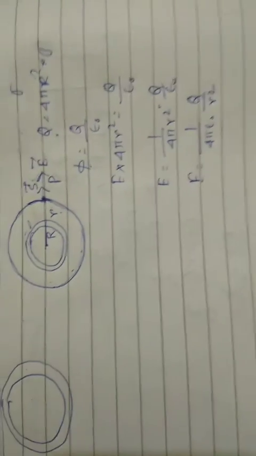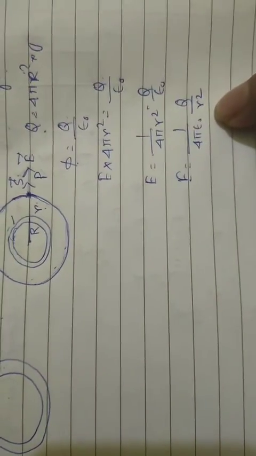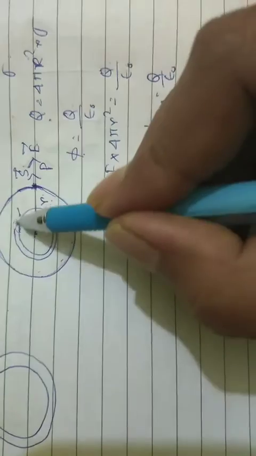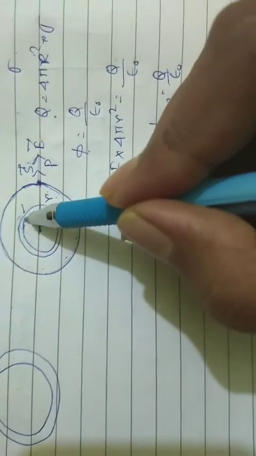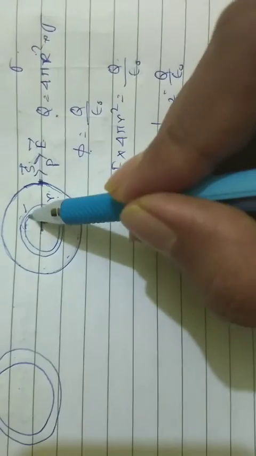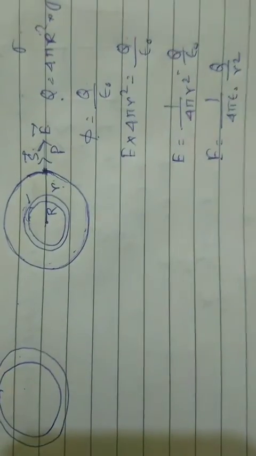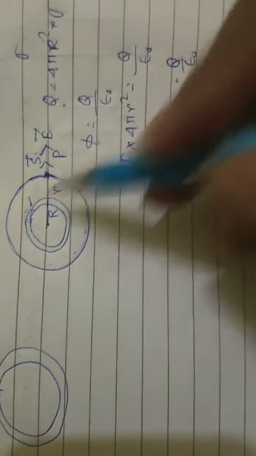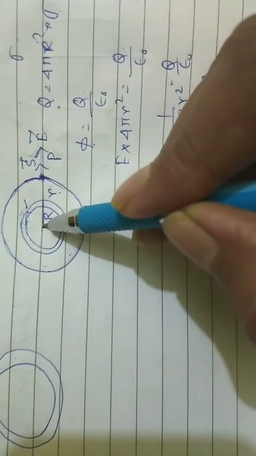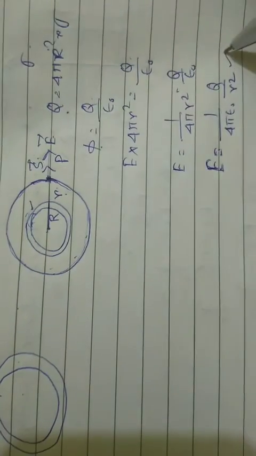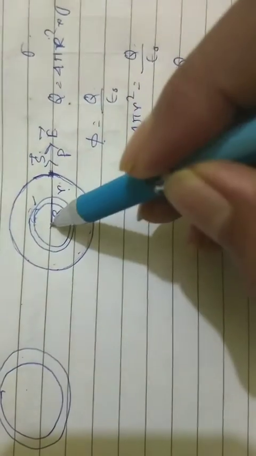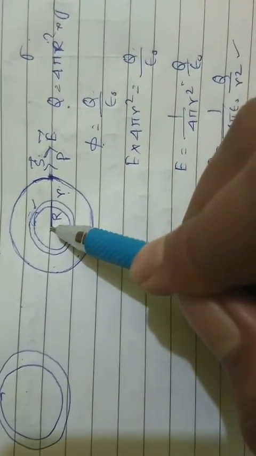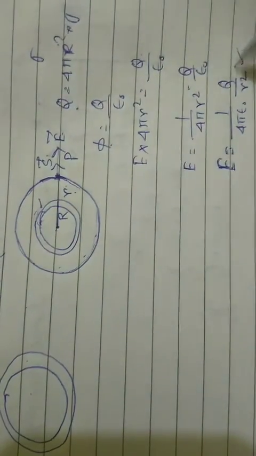So this is exactly the same as if the total charge was situated at this point instead of on a shell. So the situations are exactly the same. For a shell at a distance r, the electric field is like this, and if the total charge Q is placed at this point, you will still get the same value of electric field.